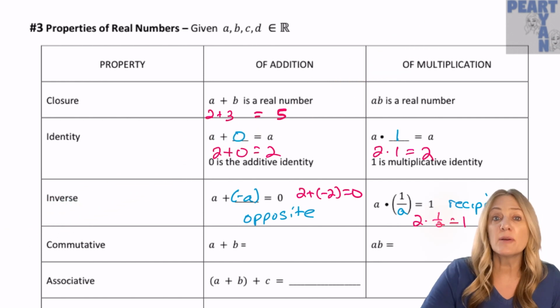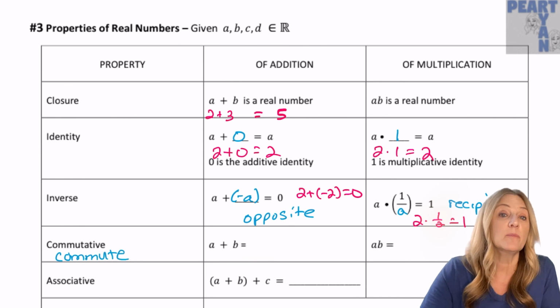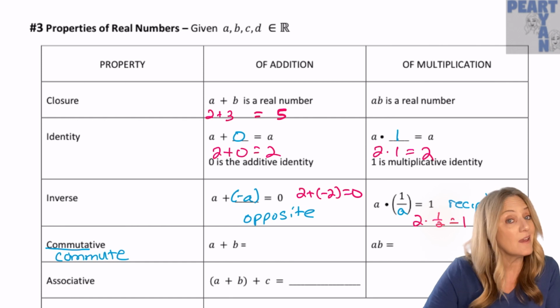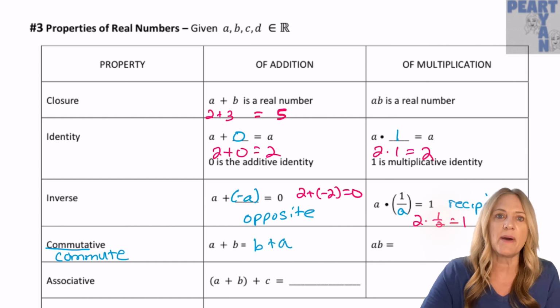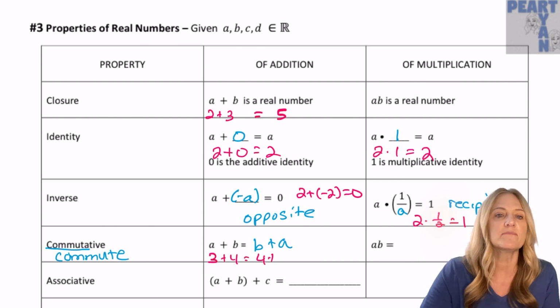Ready to drive? Yeah, let's go ahead and commute. When we commute, we move from one position to another. And that's what commutative property of addition and multiplication are. A plus B equals B plus A. Well, is that true? Let's think about it. 3 plus 4 equals 4 plus 3. Yep, 7 and 7. Same thing with multiplication.